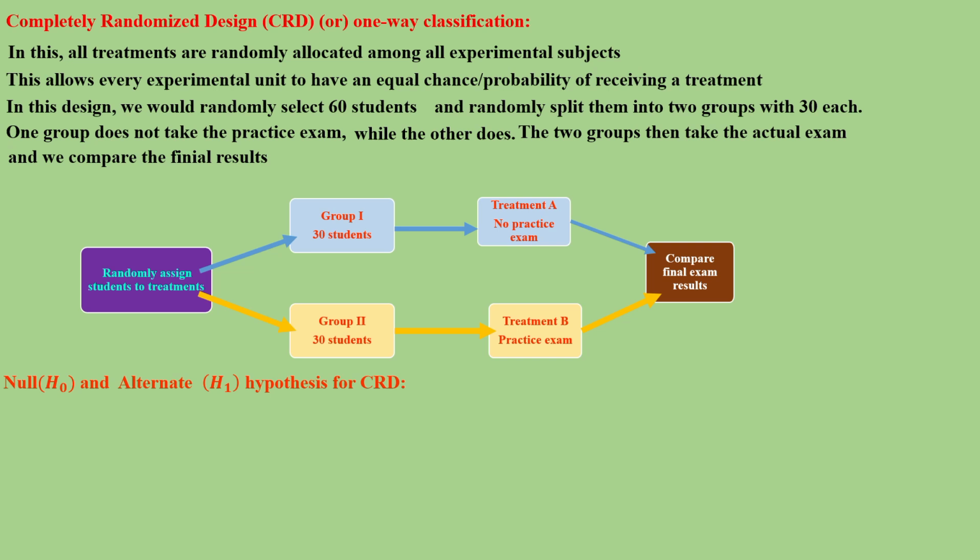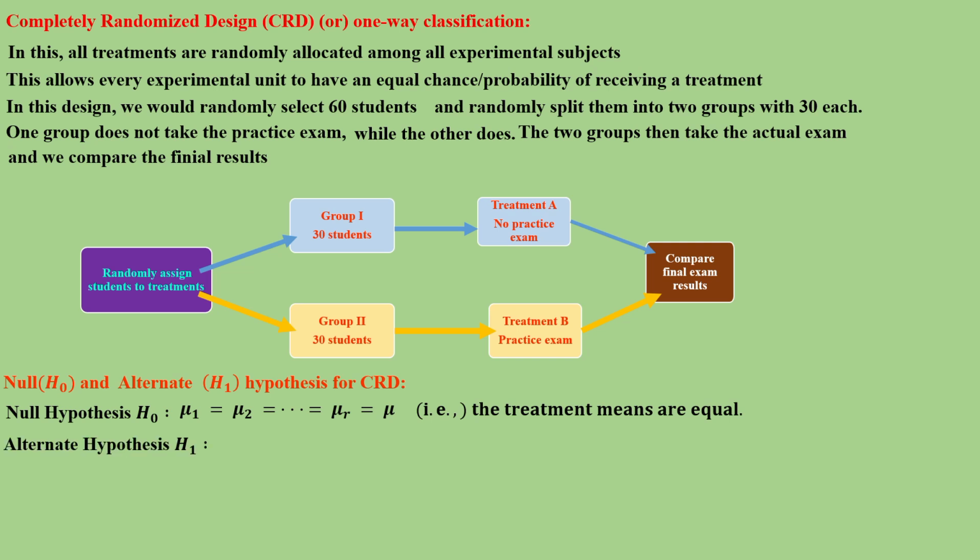Here, how do we define the null and alternative hypotheses in CRD, right? The null hypothesis H naught is that all means are equal. Means, you know, mu: mu1, mu2, for all the groups. If you have r groups, all means are equal. So the treatment means are all equal. The alternative hypothesis is just the opposite of this: all means are not equal, right?